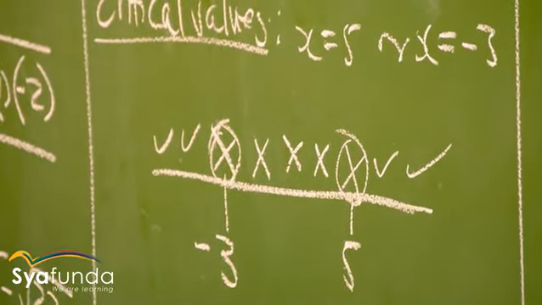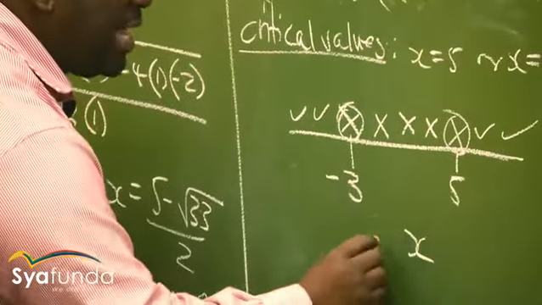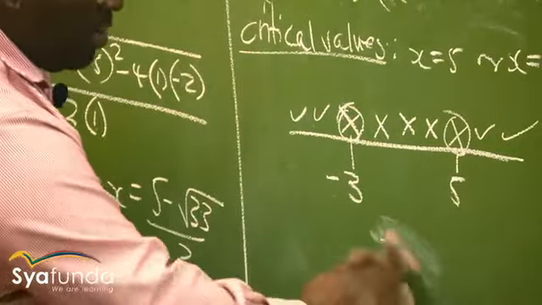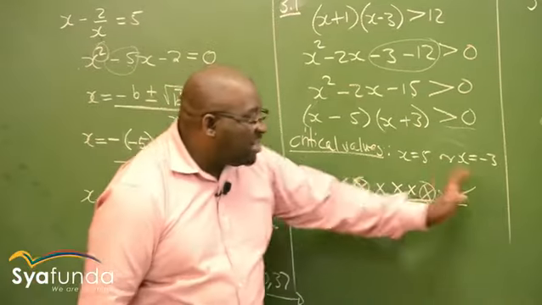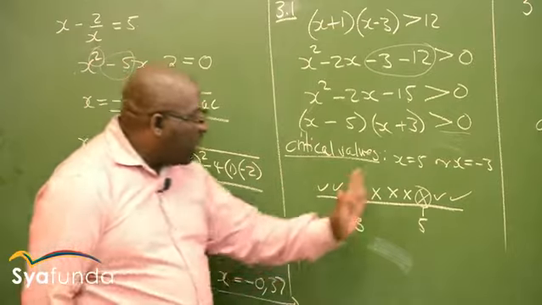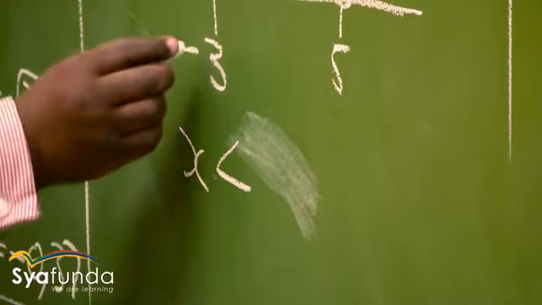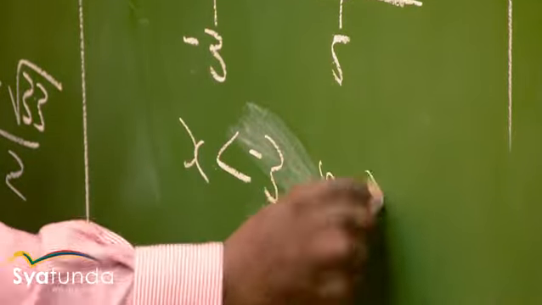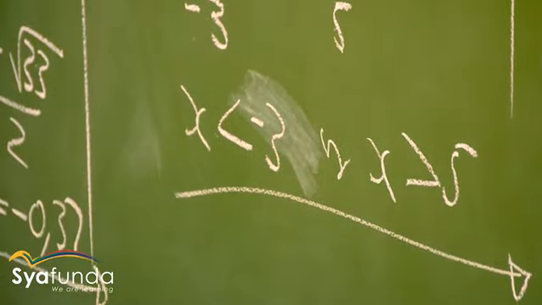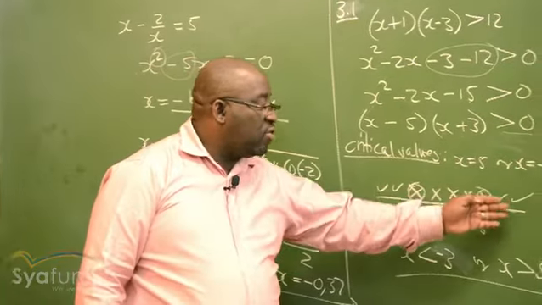Then to write our solution, you write exactly what you see. So what is my solution here? Let's look at our solution. This is the solution, and that is the solution. Our solution has two parts, so you write two of them. This one is less than minus 3, that one is greater than 5. So our solution is x less than minus 3, or x greater than 5. That's how you present this on a number line, and that's how you find our solution.